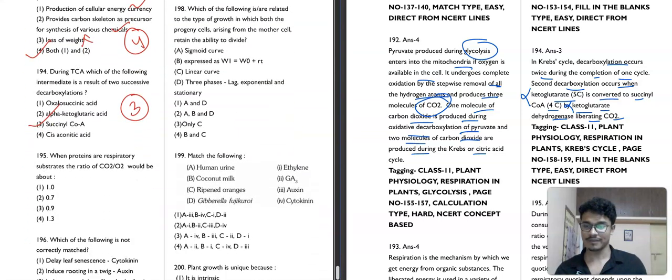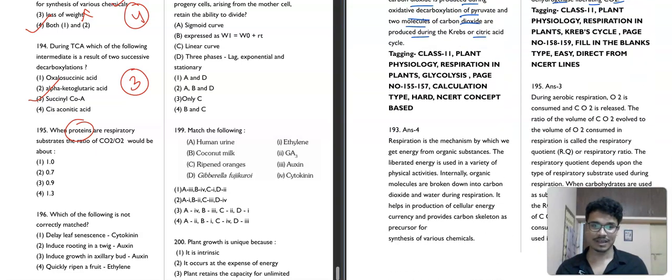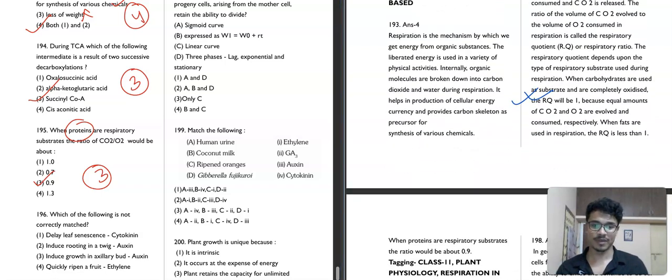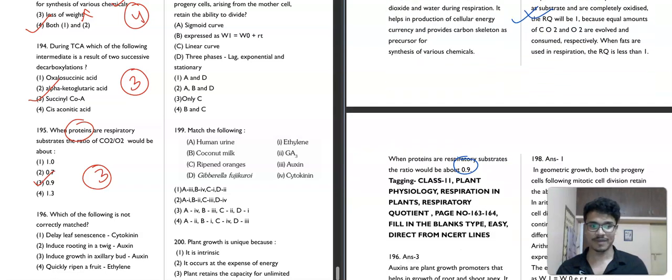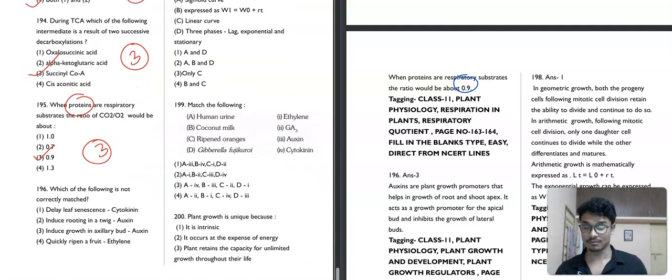Here question number 195. When proteins are the respiratory substrate, the ratio of CO2 and O2 will be about? So when proteins are the respiratory substrate, the ratio will be 0.9. Third option will be the correct answer. You can just read the explanation here, but the only thing you have to remember is 0.9 for protein. It is different for fats, carbohydrates, and all of this. For carbohydrate, tell me what it will be. It will be 1, right? 1 or more or less.